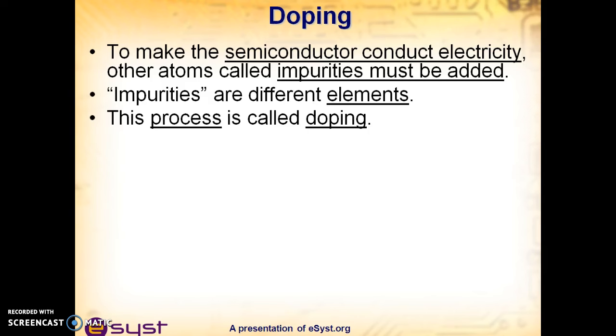Now coming to the concept of doping. To make the semiconductor conduct electricity, other atoms like impurities must be added. What are impurities? Impurities are different elements. This process of adding impurities to pure semiconductors is called doping.